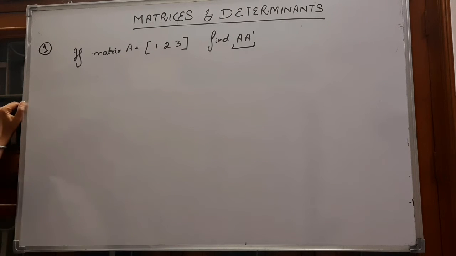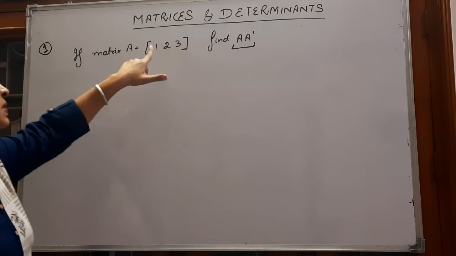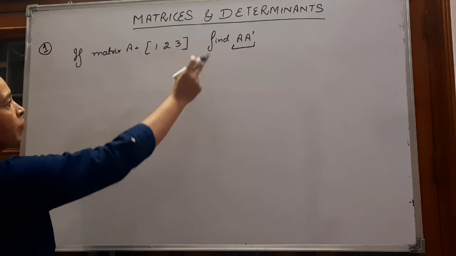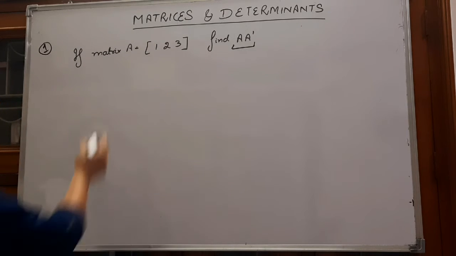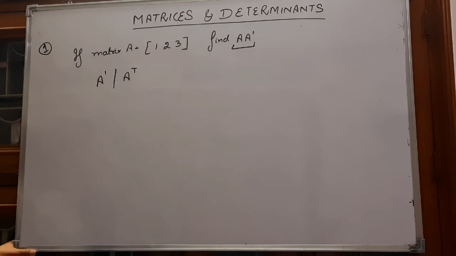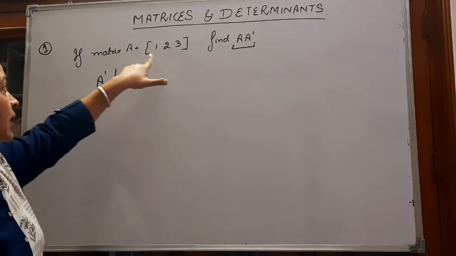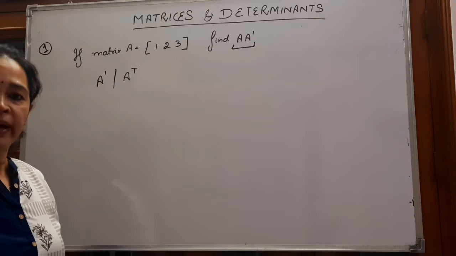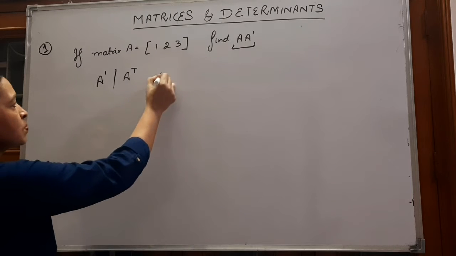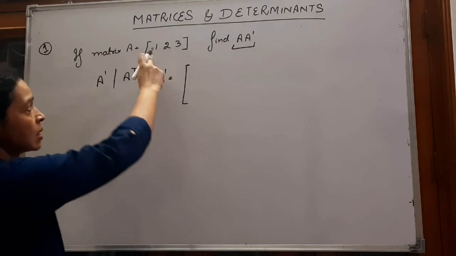If a matrix A is given, we have one row and three columns, 1, 2 and 3. Three elements. We have to find the value of A into A transpose. What is A transpose? If we change the rows and columns of matrix A, interchange rows and columns, we get A transpose.